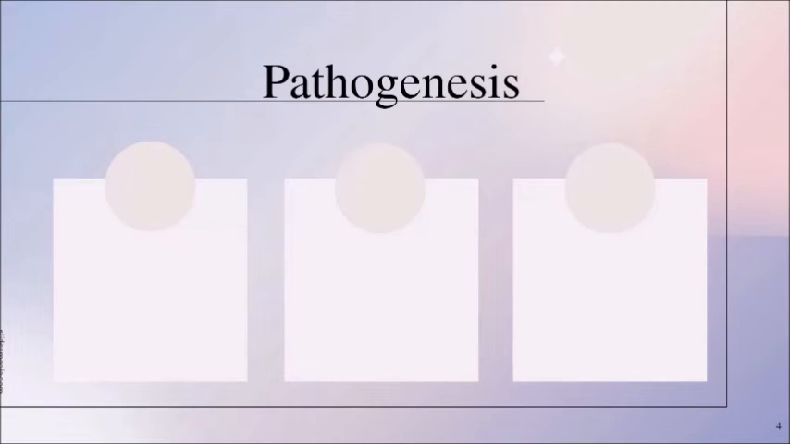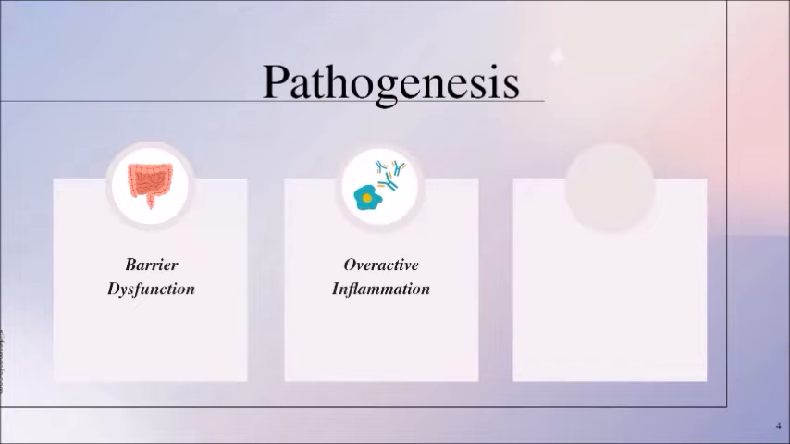Pathogenesis initiates when breakdowns occur in the structure and function of the mucosa. The immune system tips in favor of inflammatory responses, and the microbiome composition skews toward harmful bacteria.